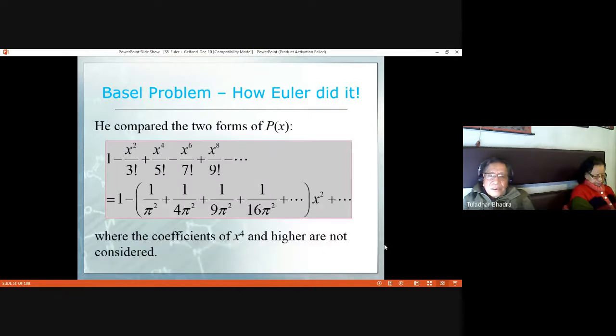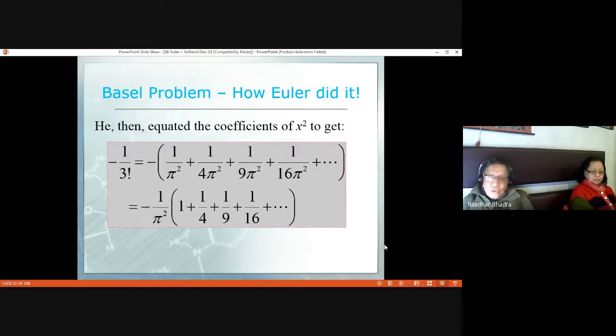he compared the two forms, the previous one, which we have put inside the bracket, and this one, where the coefficients of x^4 and greater are not considered. So we take the first 4 terms only, and he then equated the coefficient of x squared and found this one.